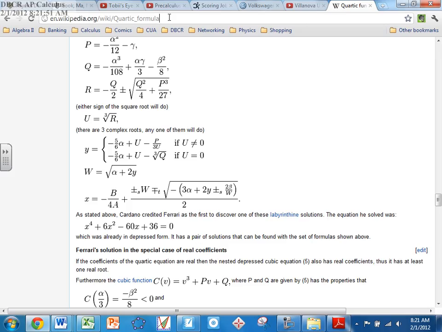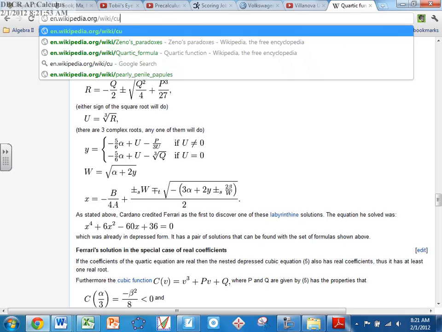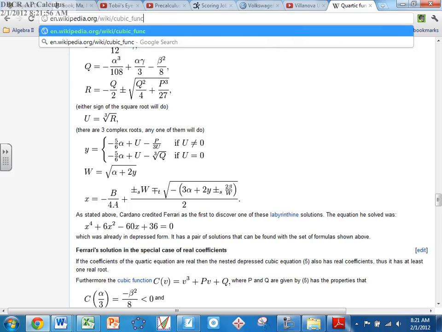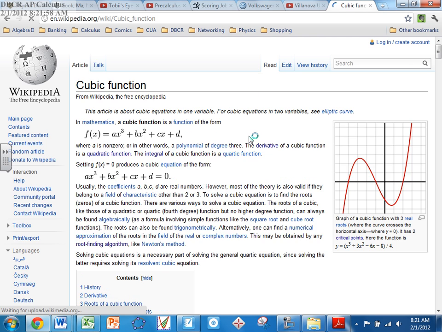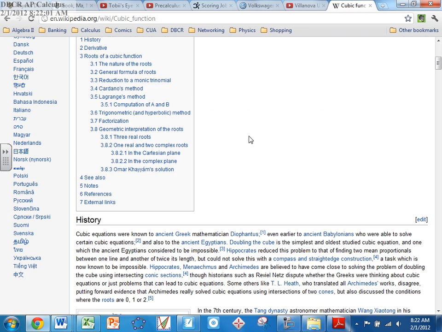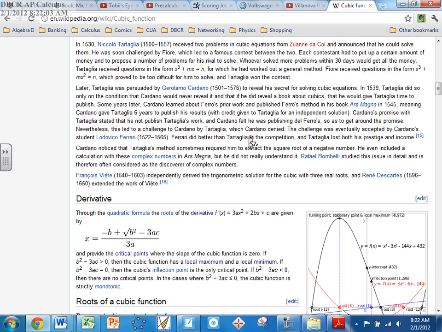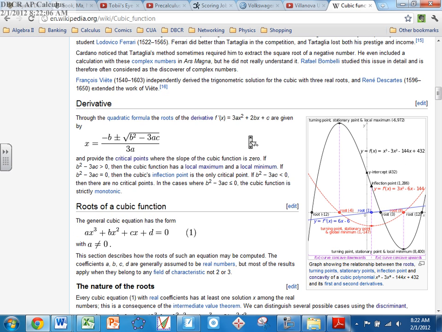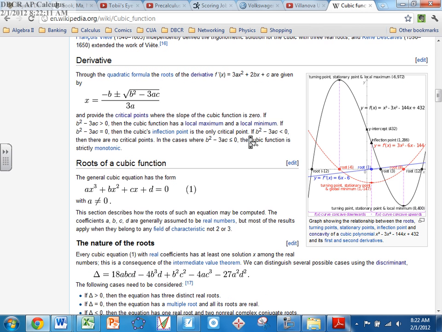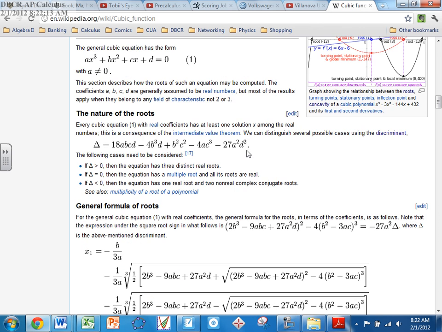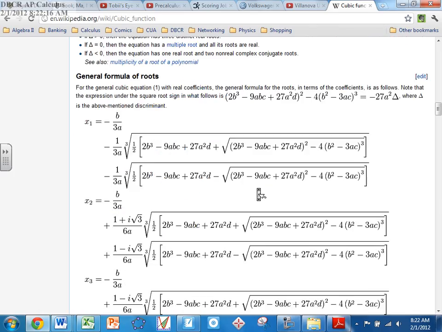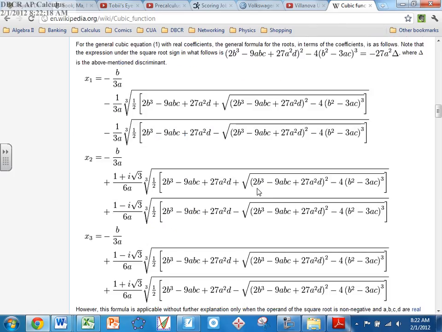Now let's try cubic. Cubic is obviously not as long. Here's the roots of a cubic function. The general formula for the roots is here. Okay, so it's not short stuff. That's for a cubic function. You don't want to have to go through all that work. There's a lot of work there.